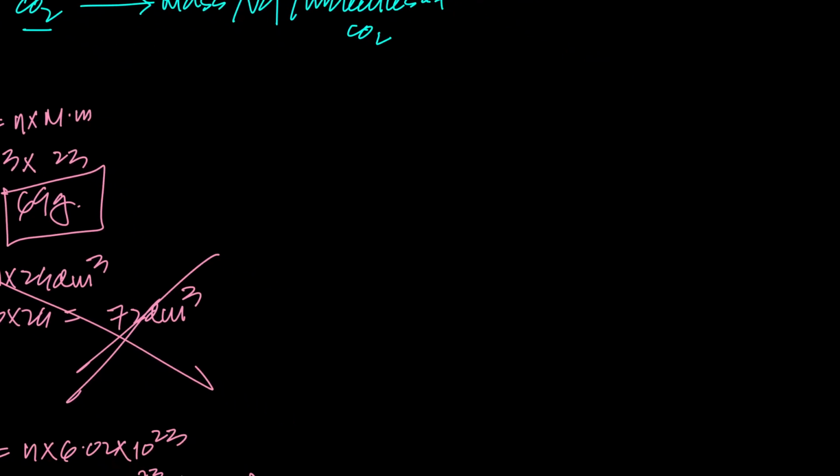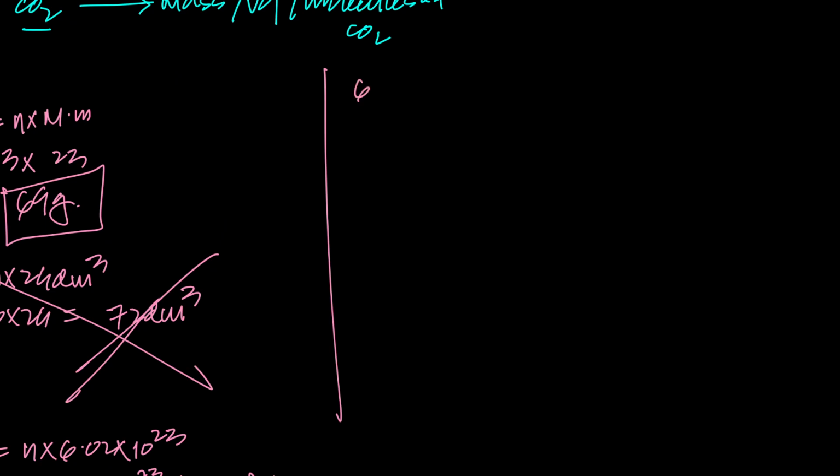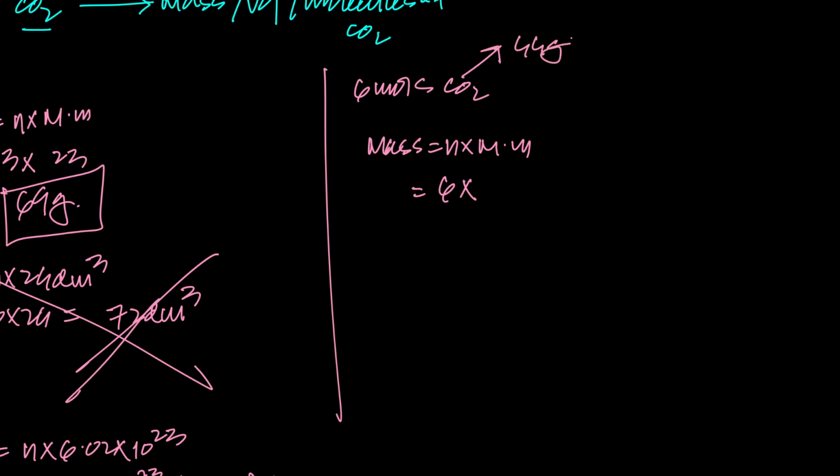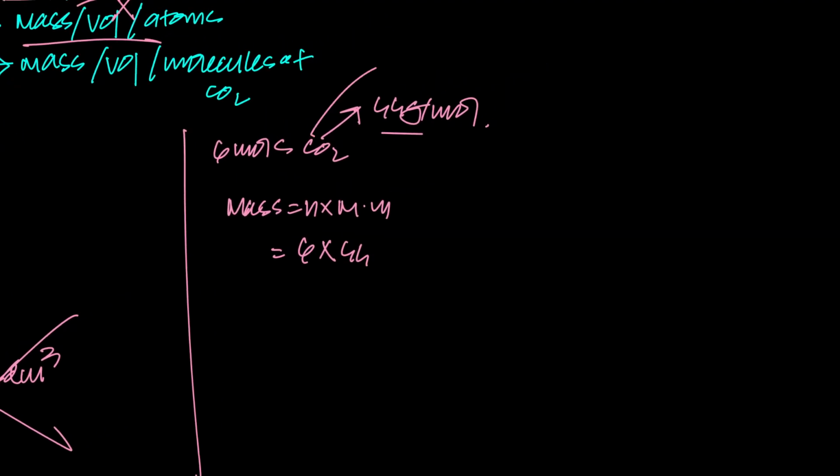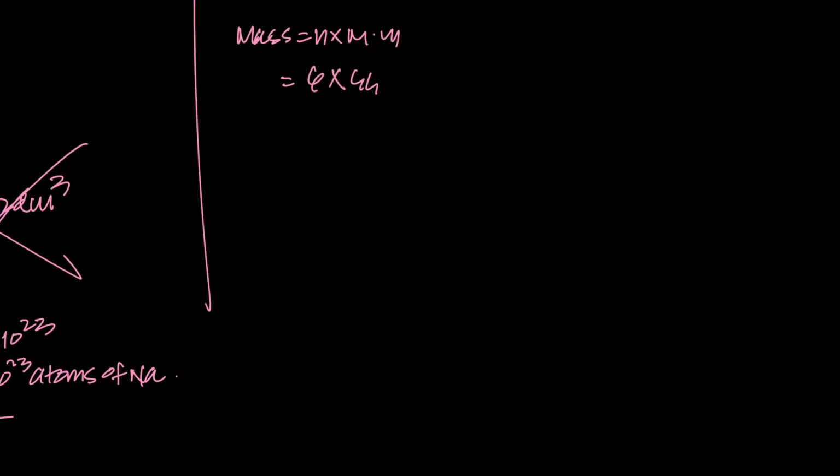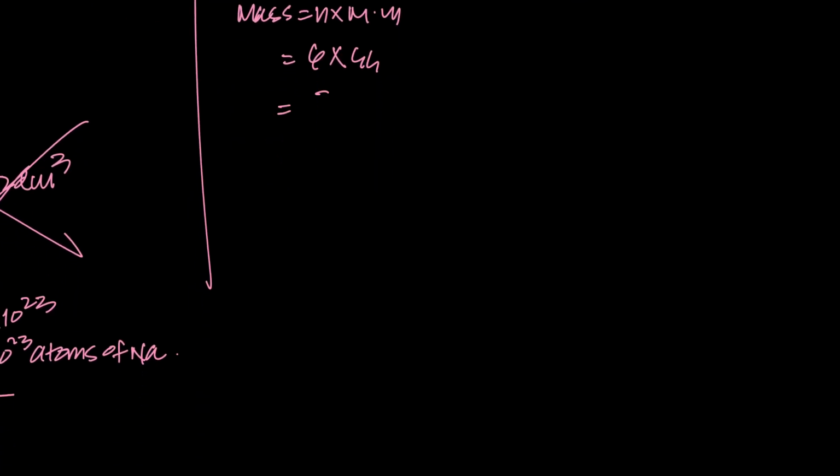Then 6 moles of carbon dioxide. Let's calculate the mass. Mass equals mole times molar mass. You have to calculate the mass. Take the mole times the molar mass. Molar mass of carbon dioxide is 44 gram per mole. How do you get 44? Go to the periodic table. Carbon is 12, oxygen is 16. Times 2. Add them together. You get 44 gram per mole. So 6 times 44. What do you get? 264.